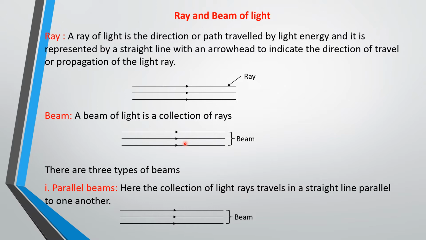So there are three types of beams. We have parallel beams like this. These are parallel beams. See these rays that are collected together. They are moving in the same direction and they are parallel to one another. So we have parallel beams.